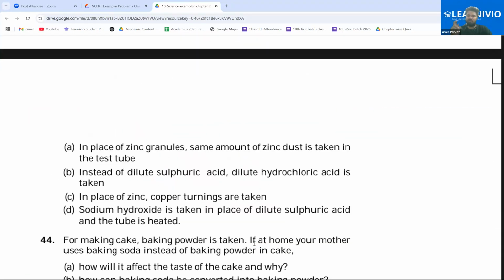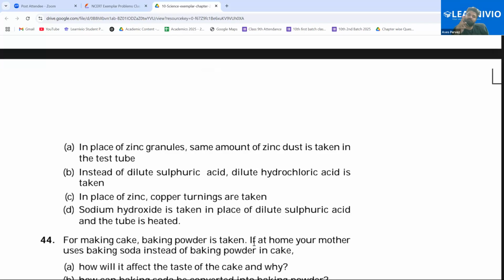Instead of granules, meaning powder or the big strip, instead of that one, if we took the zinc dust, meaning zinc powder, powder form, will there be any effect in the production of hydrogen gas? Can you guess?